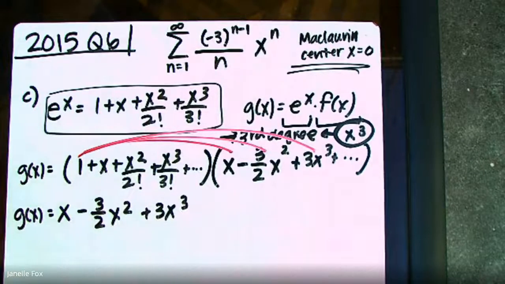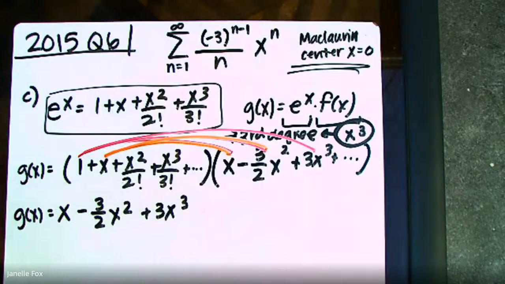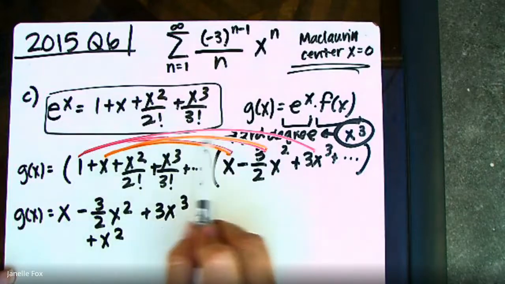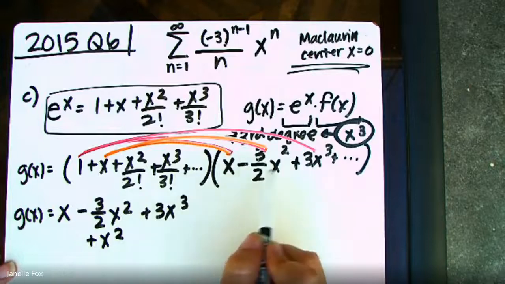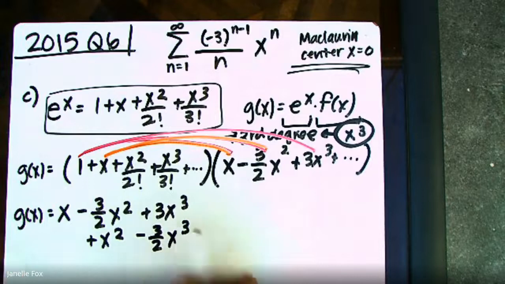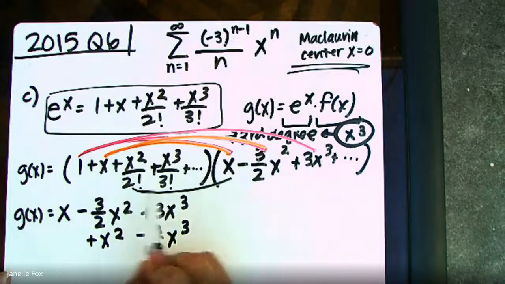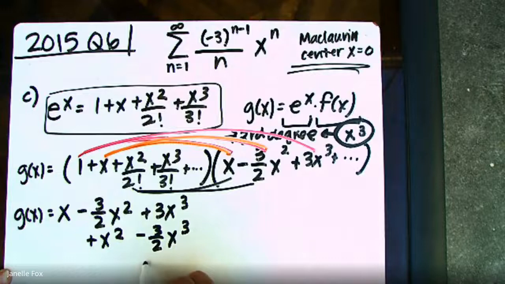Now I'm going to do some more multiplying. This x is going to be multiplied however many times I need to make it. So x times x is x squared, and I'm going to put it underneath the x squared just so it's easier to add. Then x times negative 3 halves x squared is going to be minus 3 halves x cubed, and I get to stop. Then I'm going to do the last one. So x squared over 2 times x is x cubed over 2, and I get to stop.